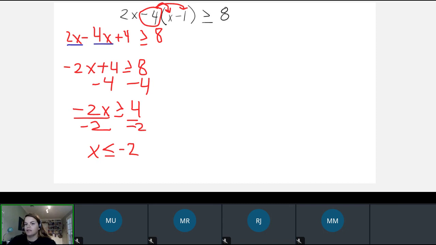So let's go ahead. Does anyone have, yes, when we divide by a negative. Does anyone have any questions about how I solved that?